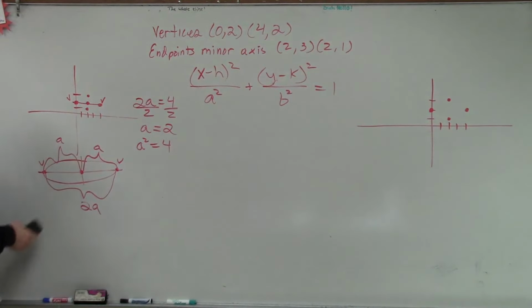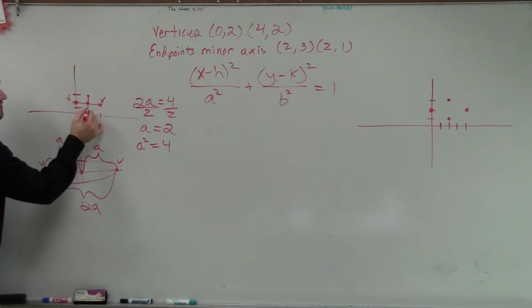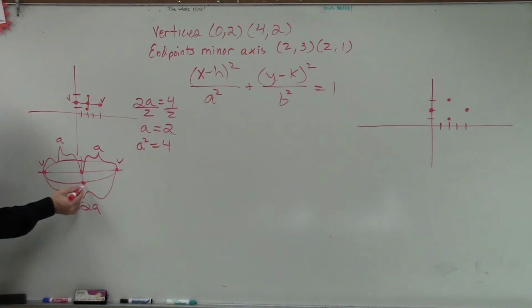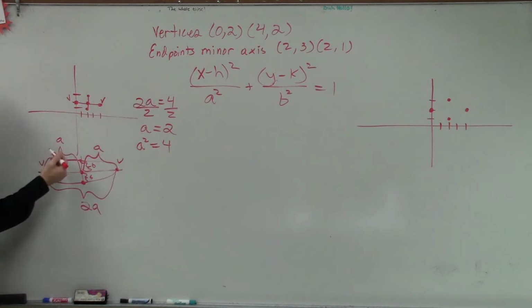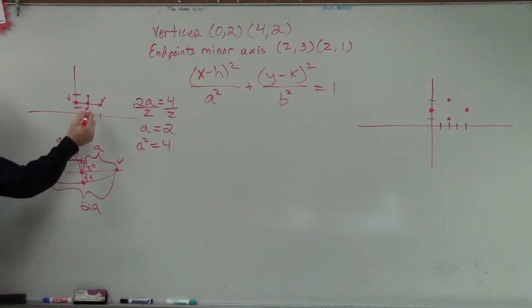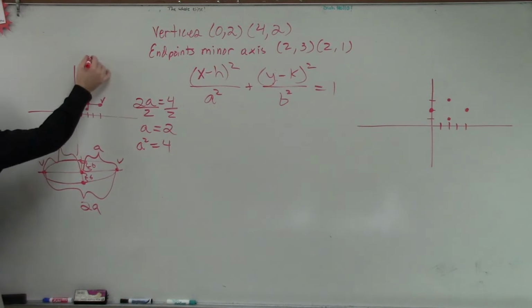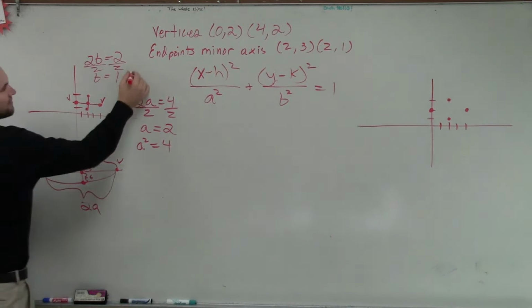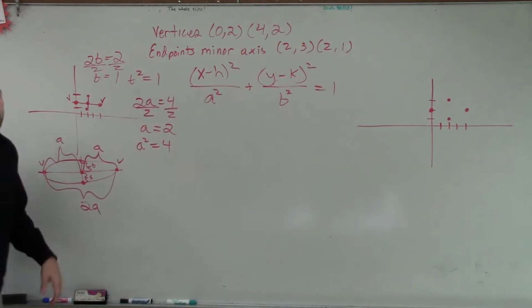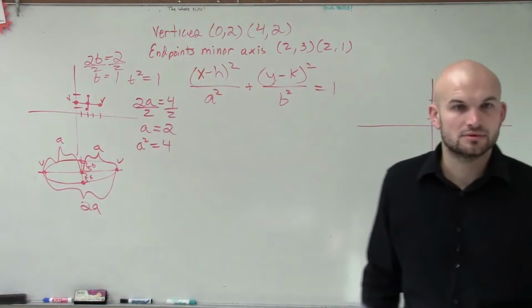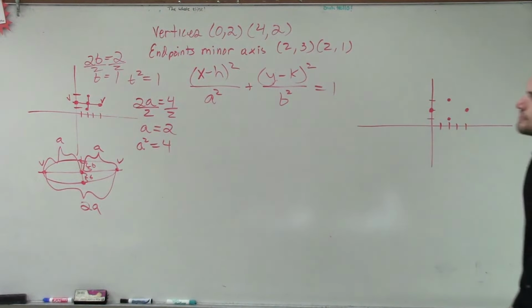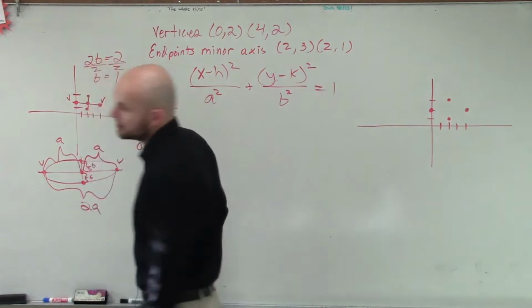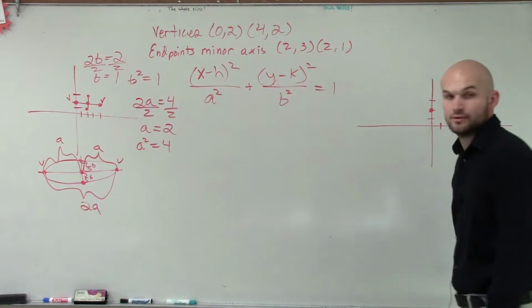So now we're given also the distance of B. Remember, from your minor axis, from here to here is B, and from here to here is B. So the total distance of the minor axis is 2B. So let's count how long this distance is. 1, 2. So we could say 2B is equal to 2. Therefore B equals 1, and b squared equals 1.